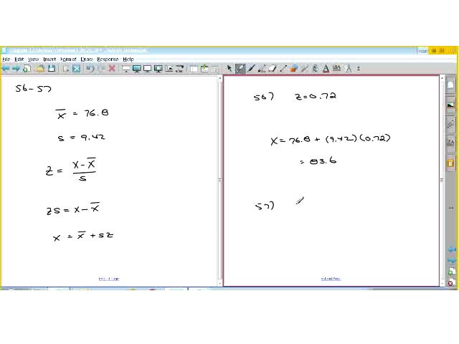Okay, and then we do the same thing for the next one. z equals 1.4. So the corresponding x value is 76.8 plus 9.42, the standard deviation, times z, and you get x is equal to 90.4.